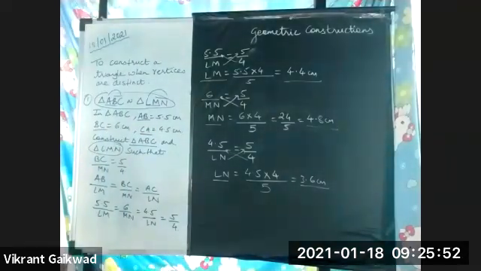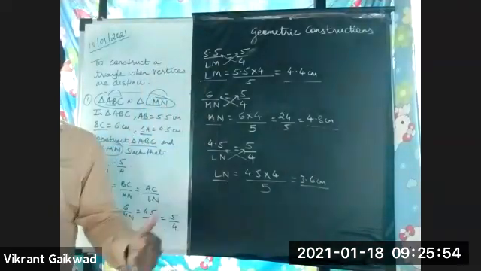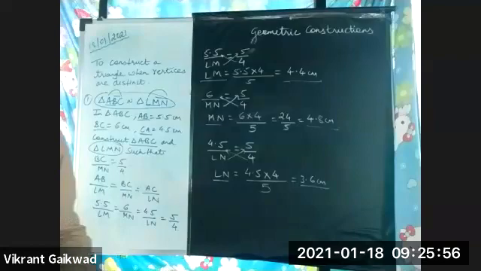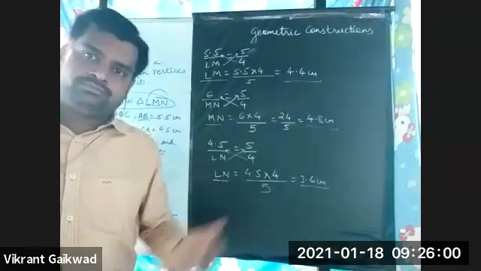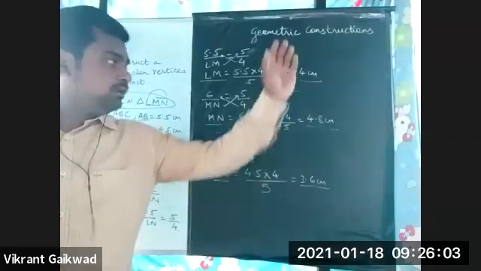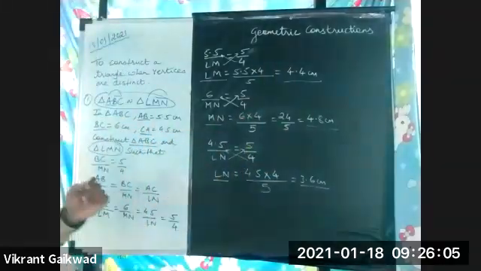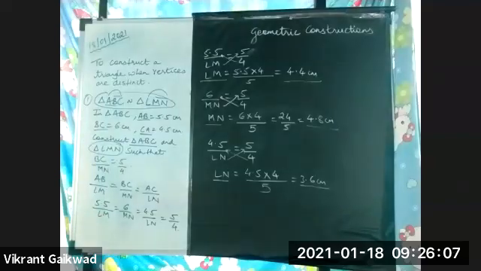So to construct triangle LMN, whatever information we had to know, we have found all that information. Understood this? You all can take a screenshot of this because I need to erase this to construct the triangle.